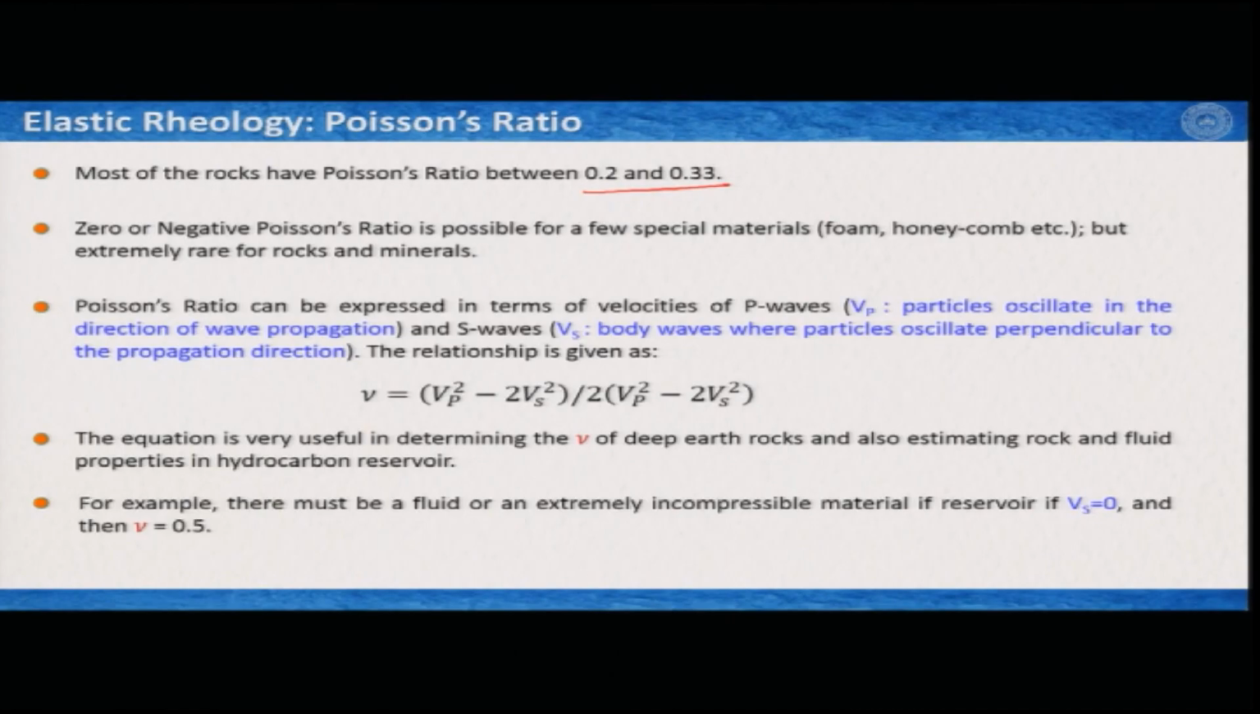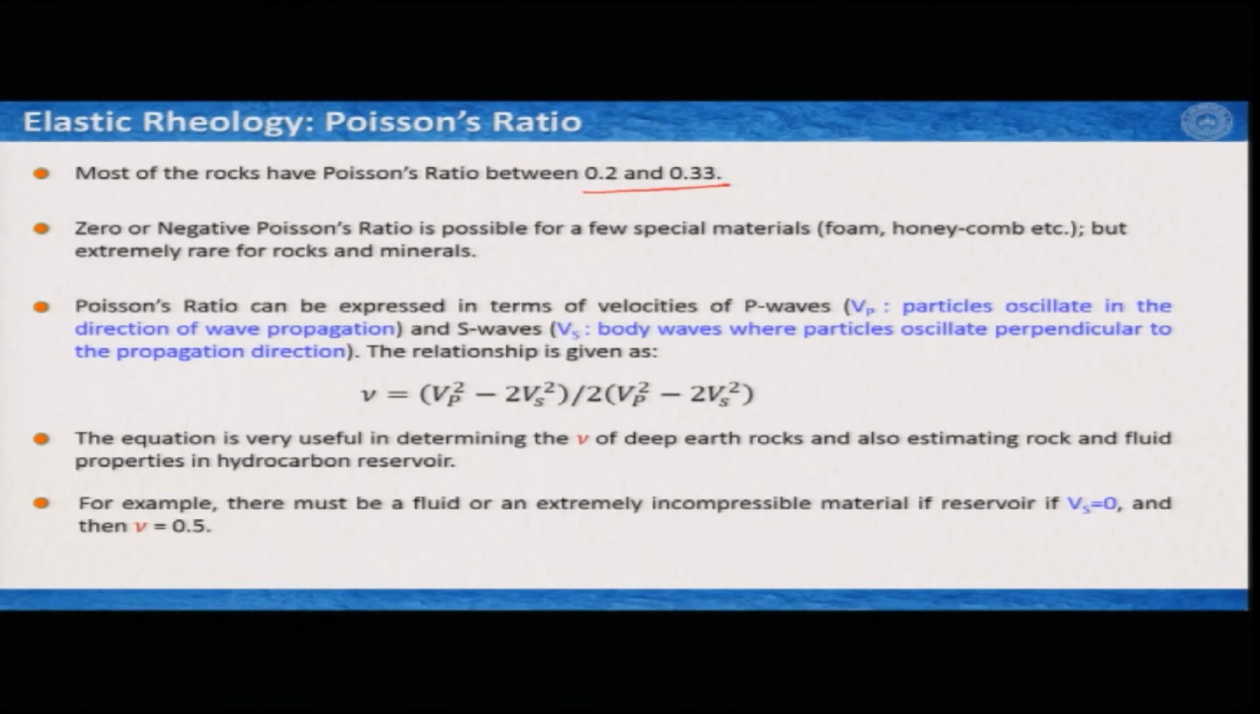So, you can also express the Poisson's ratio in terms of the velocities of P waves and S waves. Now, this is a little difficult to understand right at this point. But these seismic velocities that we consider, P waves and S waves, are elastic waves, and we are dealing with elastic rheology. So, there must be some sort of relationship.